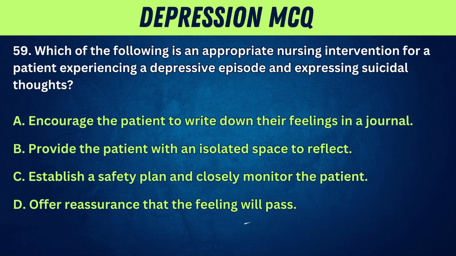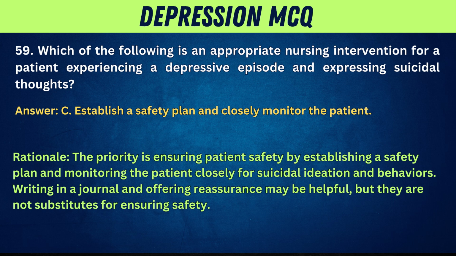59. Which of the following is an appropriate nursing intervention for a patient experiencing a depressive episode and expressing suicidal thoughts? A. Encourage the patient to write down their feelings in a journal. B. Provide the patient with an isolated space to reflect. C. Establish a safety plan and closely monitor the patient. D. Offer reassurance that the feeling will pass. Answer: C. Establish a safety plan and closely monitor the patient. Rationale: The priority is ensuring patient safety by establishing a safety plan and monitoring the patient closely for suicidal ideation and behaviors. Writing in a journal and offering reassurance may be helpful, but they are not substitutes for ensuring safety.